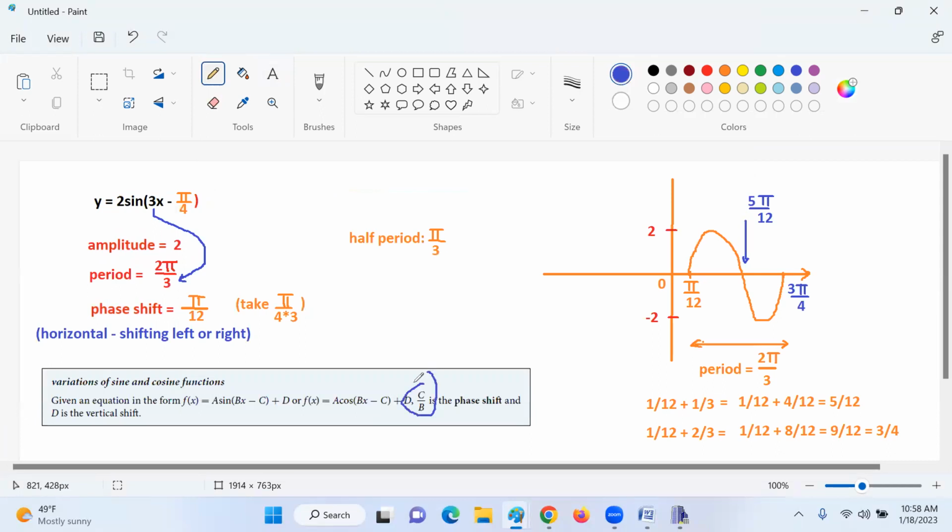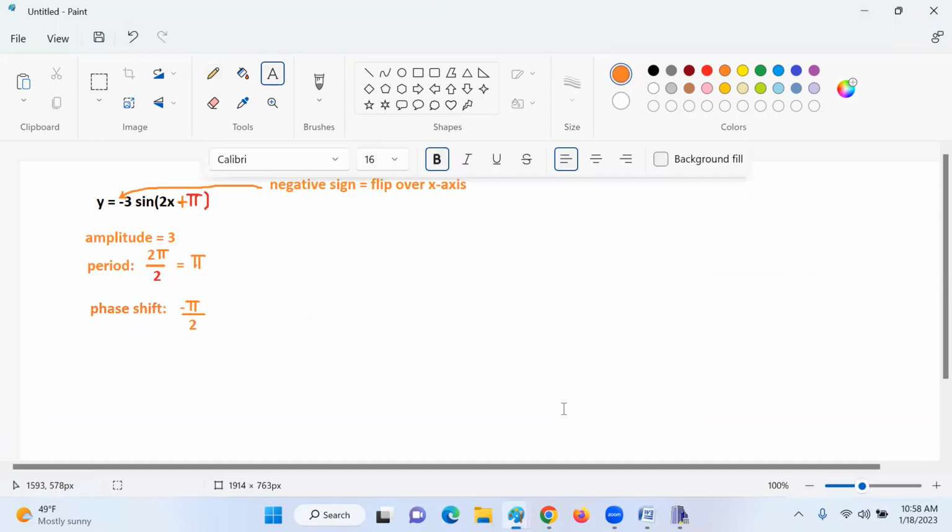So we're simply taking C over B. If we have a negative, that becomes C, and if we have a positive, it becomes negative C over B, over the coefficient we have for B. Are we good with this? If you have trouble, you have to tell me. And the negative sign means we flip over the x-axis.